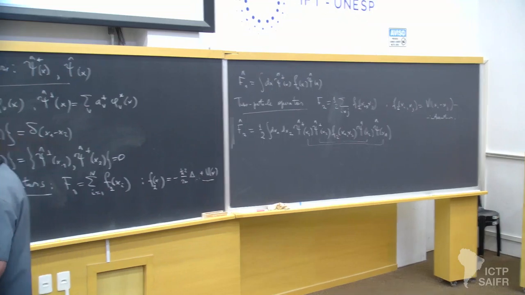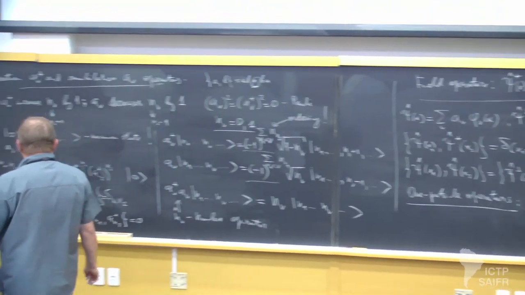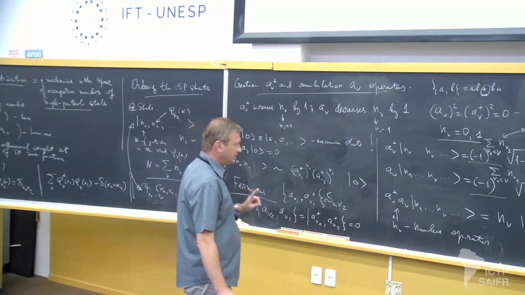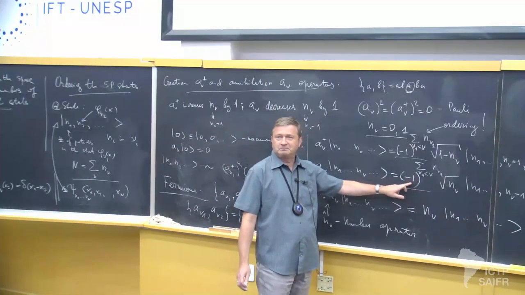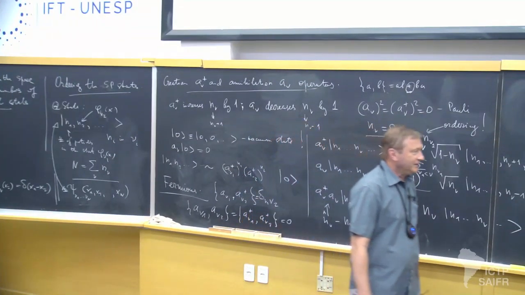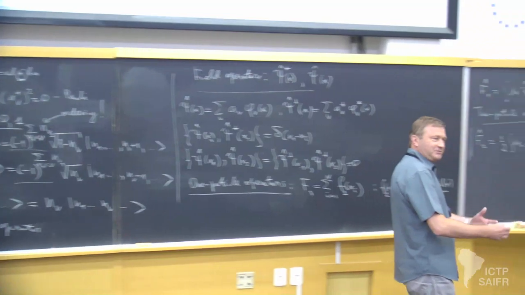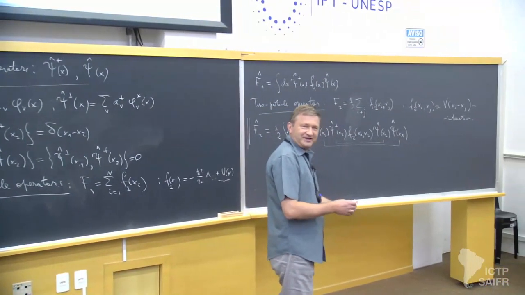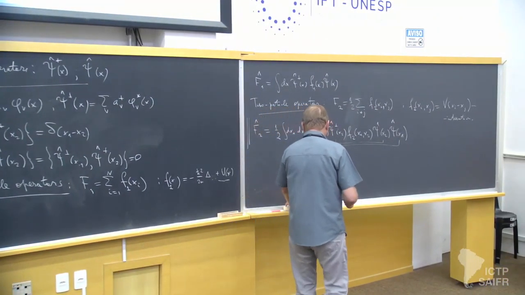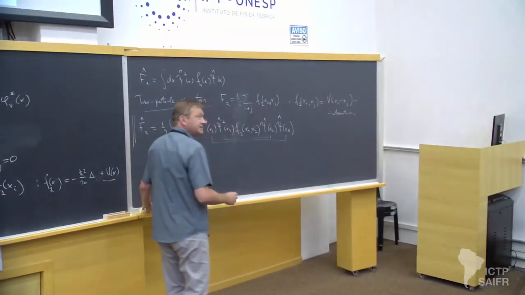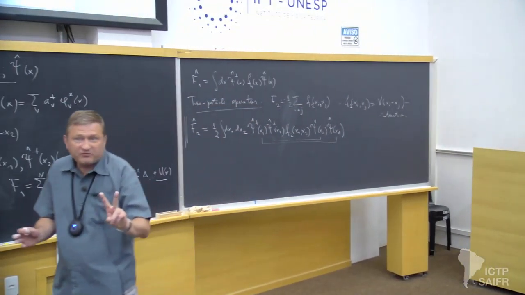Sorry, I forgot to give you an exercise, just to understand this minus sign. You always understand better if you do something by hand, even in the simplest case. Exercises like this: let's consider two fermionic modes.